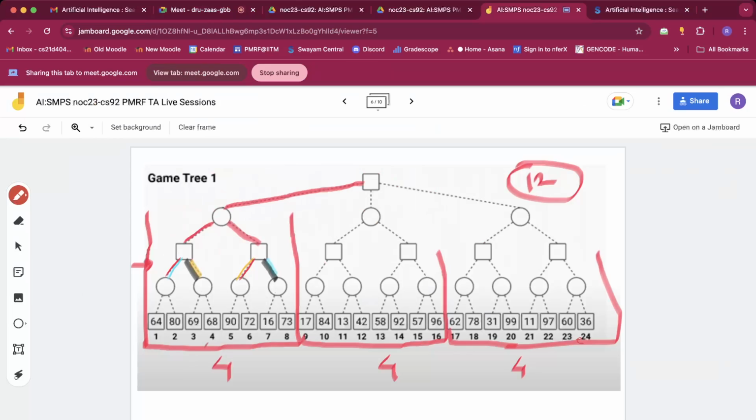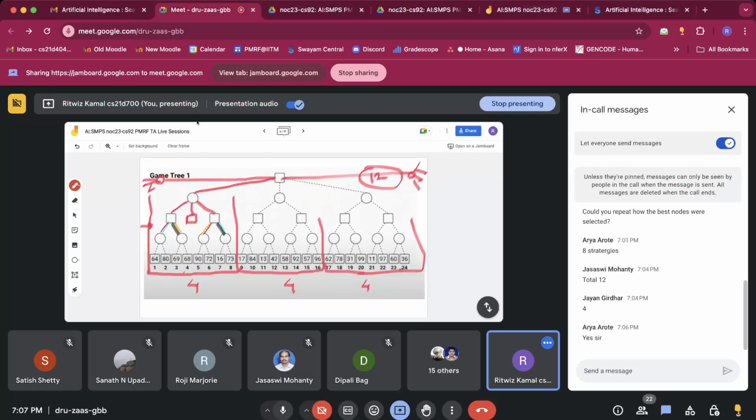We could have had something like this as well, something like this as well, and in turn this could have also had something like this, in which case the number of strategies per game tree would change. Does that answer your question?